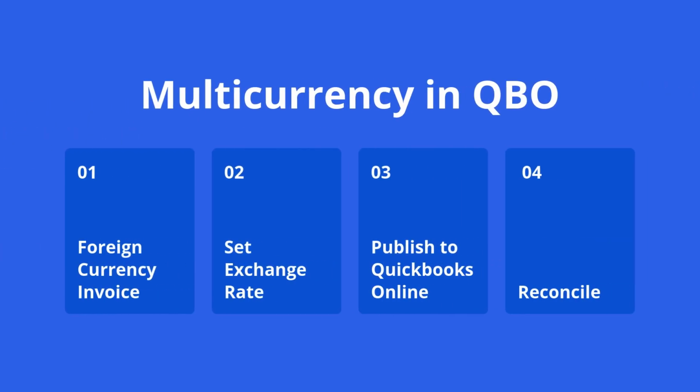Here's what we will cover. First, we will upload an invoice with a foreign currency and review the data BillBjorn captures automatically. Then we will look at the exchange rate options, publish the bill to QuickBooks Online, and finish with the match and reconciliation steps.